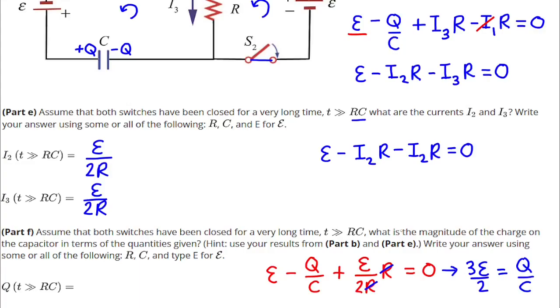So therefore the magnitude of charge on the capacitor is 3 times the capacitance times the electromotive force, on 2.